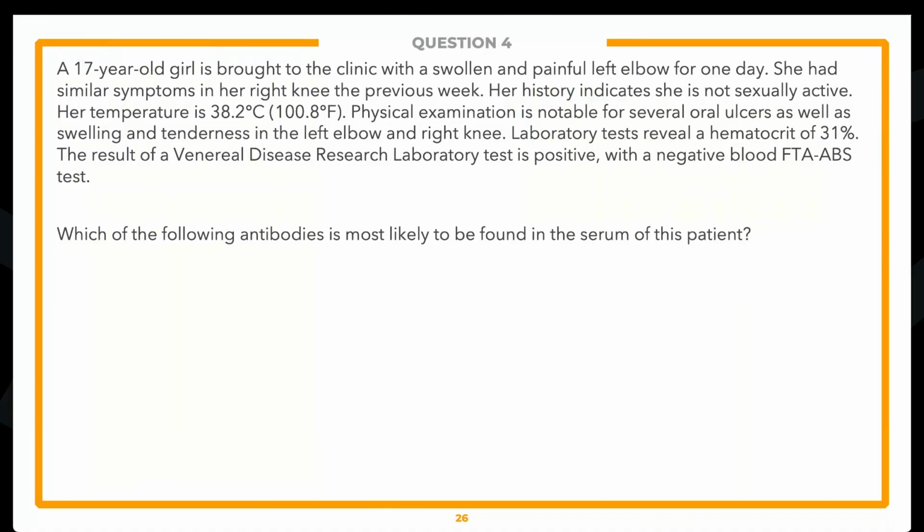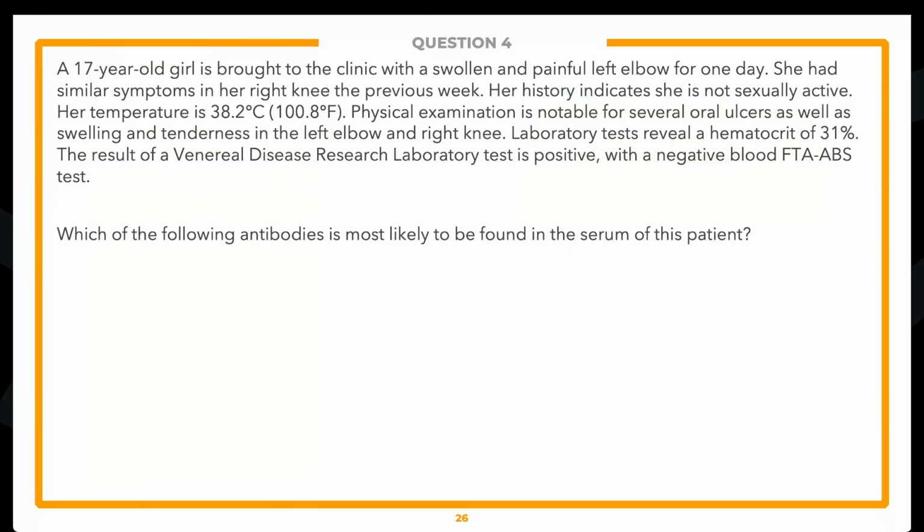Okay, so once again, we're going to have to figure out what's going on and what we might expect here. So, get a little chemical here, right? So with that, let's read the vignette.